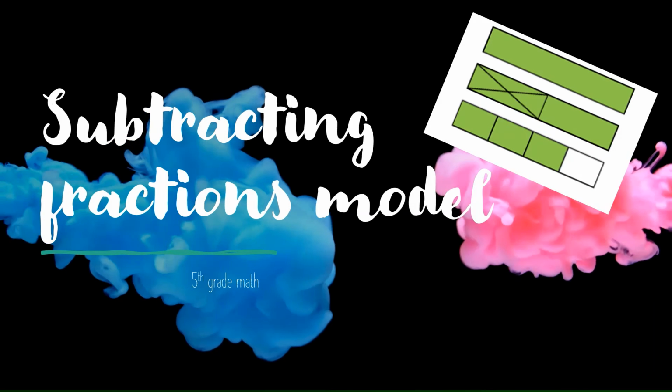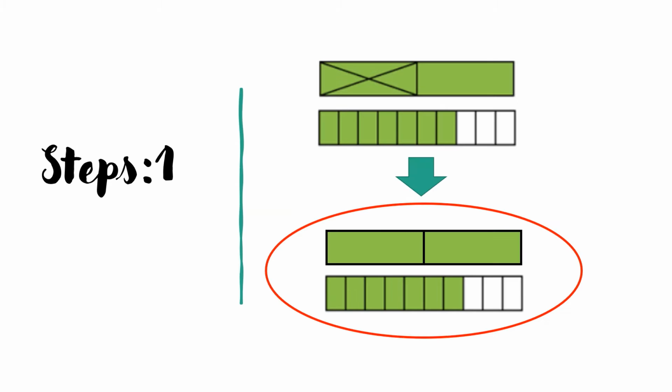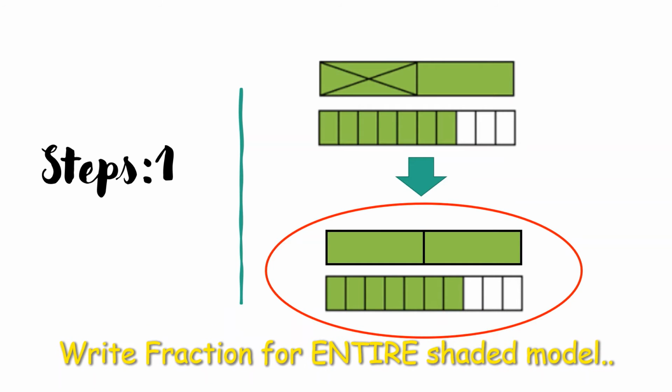Subtracting fractions with models. How do we know if this is a subtraction model? Because of this x right here. Anytime you see an x, you know it's a subtraction problem. So how do we start?